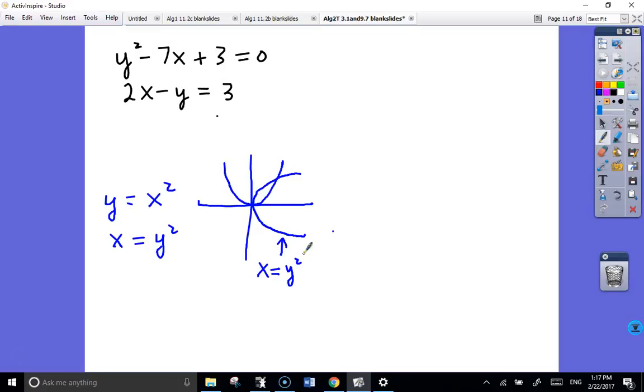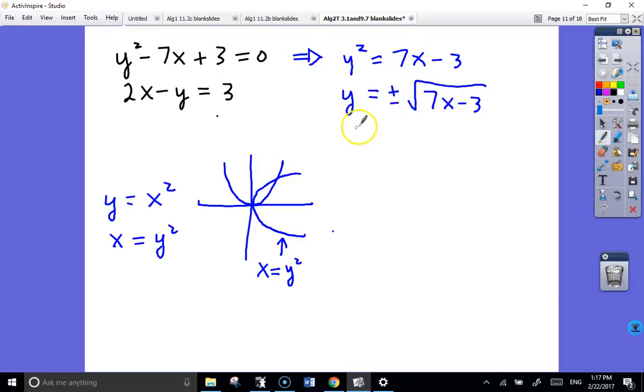So if we're going to put this in the calculator, we have to solve for y. For this first one, I get y squared equals 7x minus 3, and then I take the square root of both sides. So y equals plus or minus the square root of 7x minus 3. The plus part is the top of the parabola, the minus part is the bottom. You need both parts to put together a parabola which opens up to the right, at least in this coordinate system.